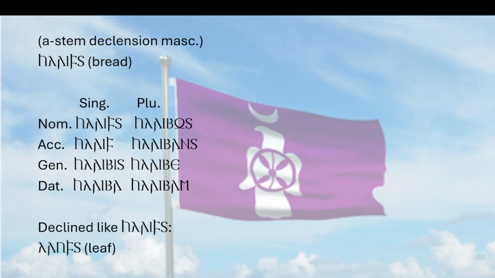The accusative singular doesn't need to change because there's no vowel afterwards. The accusative plural is thlaivans. The genitive singular, thlaivis. Genitive plural, thlaive. Dative singular, thlaiva. Dative plural, thlaivam. Now another noun which is declined the same way is laufs, meaning leaf.